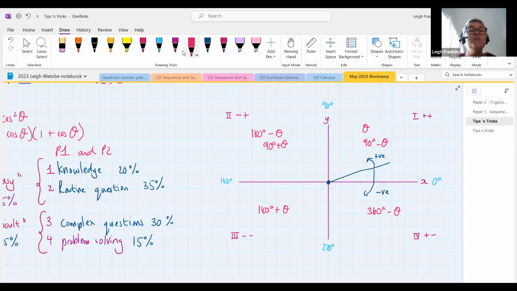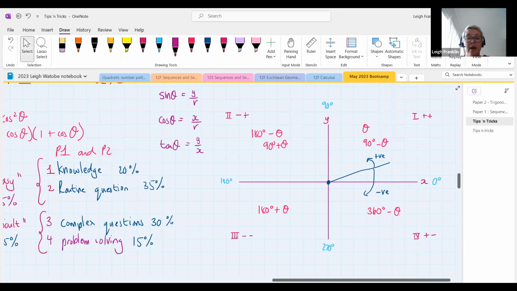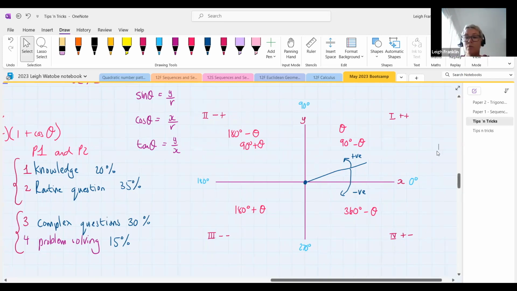Okay, so now based on the signs of our coordinates, remember, sine theta is y over r. Cos theta is x over r. Tan theta is y over x. Okay, so that's why when we are in, let's just scooch over a little bit more.